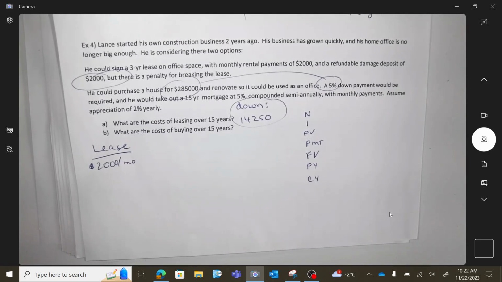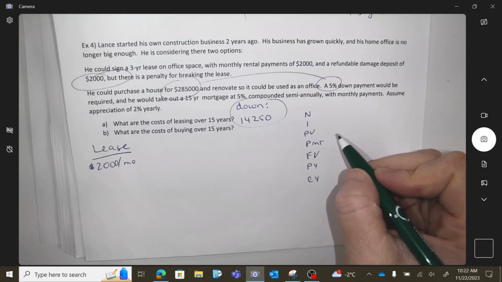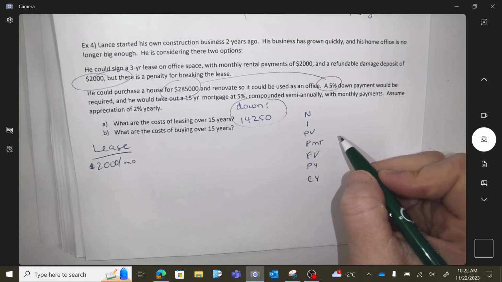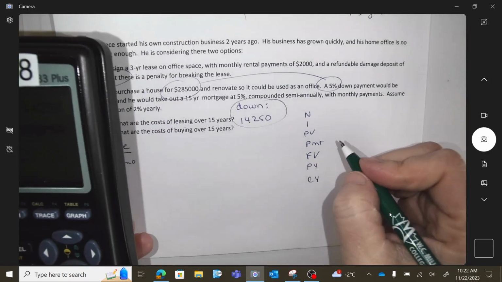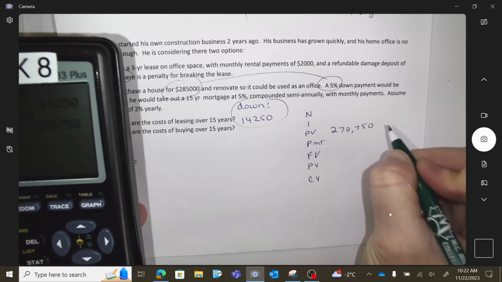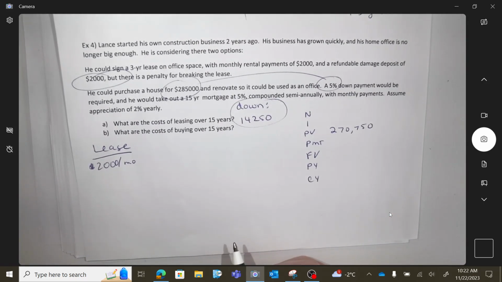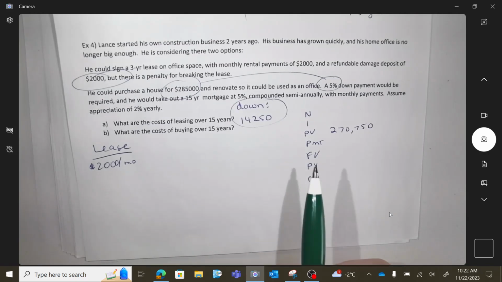So you'd have to put $14,250. Okay, so how much would he need to borrow? What do you do for borrowing? What do you need to actually say, bank, I need this much money? What amount is that now? To get 270,750? Subtract them, right? Okay, let's keep reading.